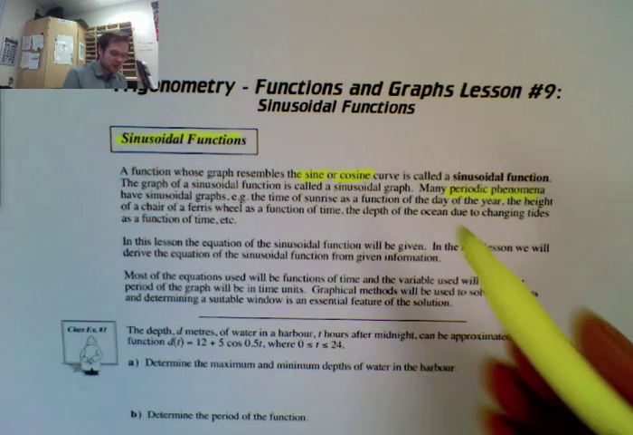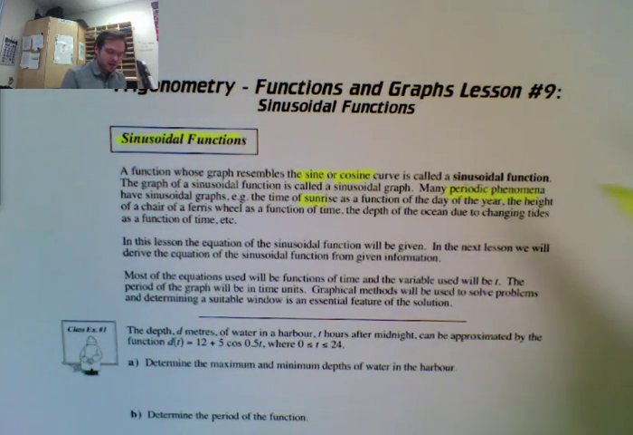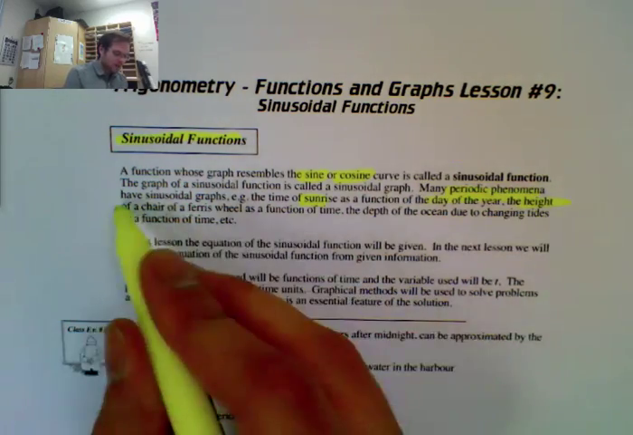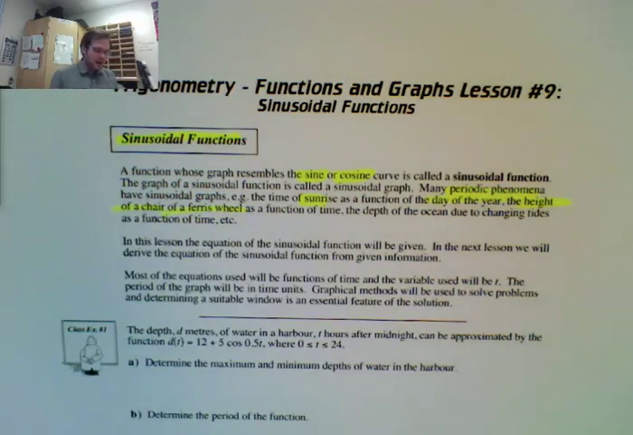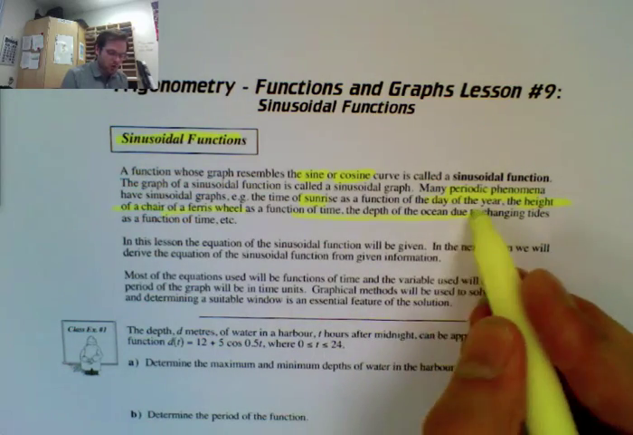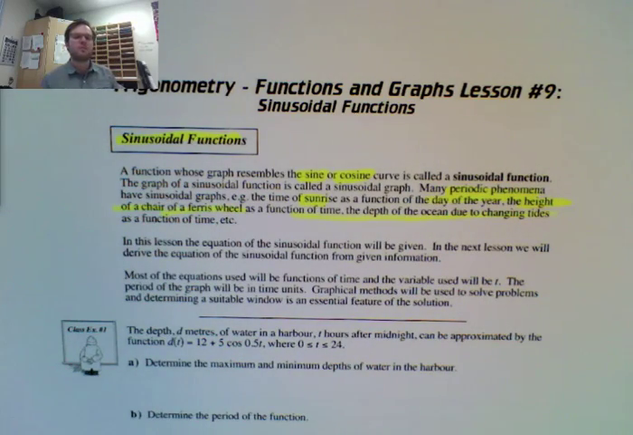So examples of this are sunrise, okay? Day of the year, the height of a chair of a Ferris wheel, and maybe the depth of an ocean during the tides. So those are going to be the main questions we look at. Sunrise versus the day of the year. Sometimes it's even weather cycles in the day of the year. We look at a Ferris wheel. Quite often on your diploma they'll have a Ferris wheel and chair question. And they also tend to have an ocean due to changing of tides. So those are the main ones we will be looking at.